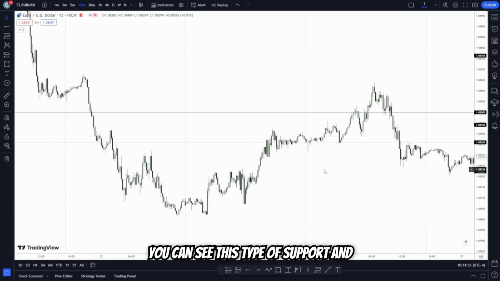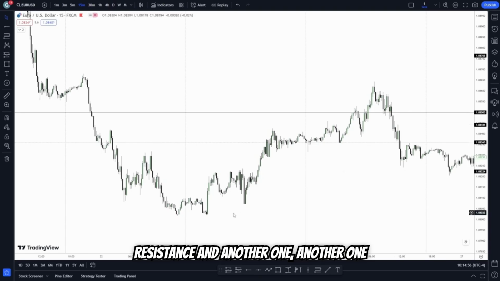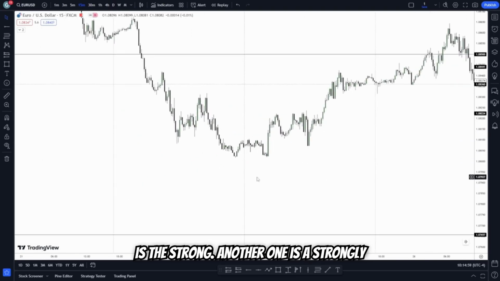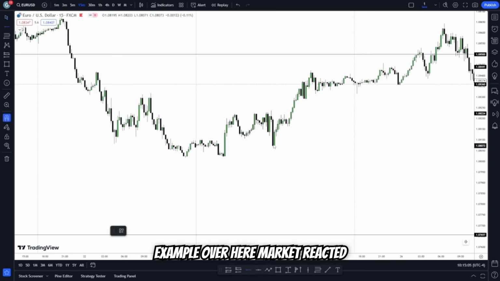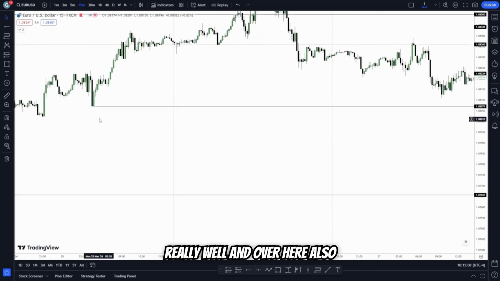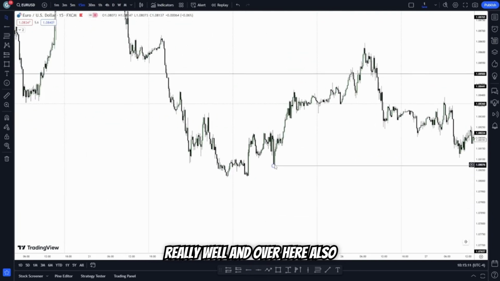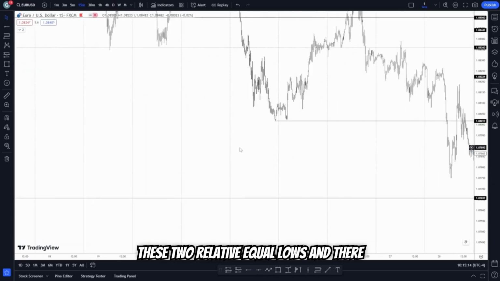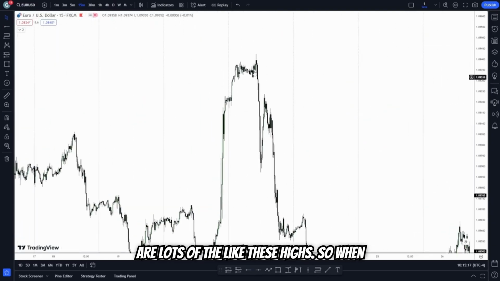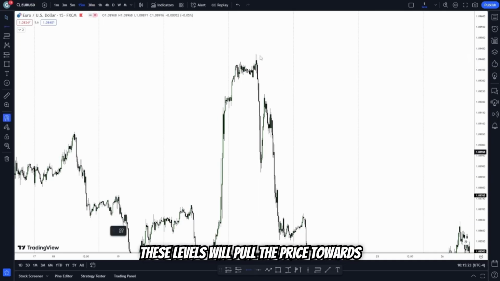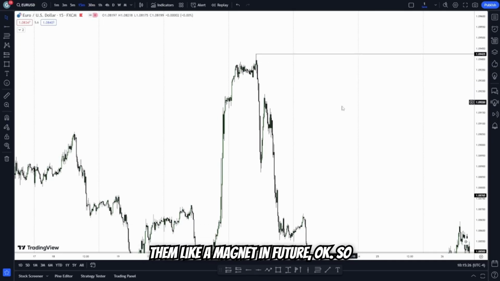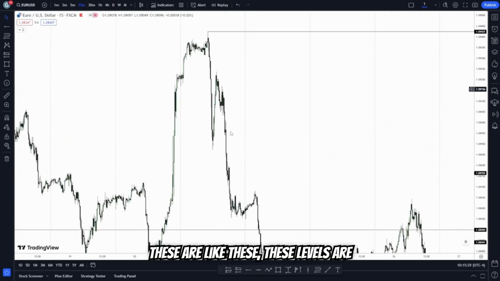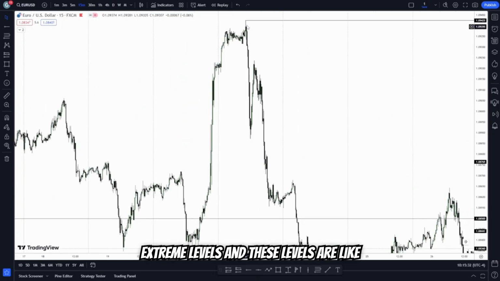So you can see this type of support and resistance, and another one is strongly reacted market levels. Okay, so for example over here, market reacted really well. And over here also these two relative equal lows, and there are lots of these highs. So when in future price will go above these levels, they will pull the price towards them like a magnet in future.